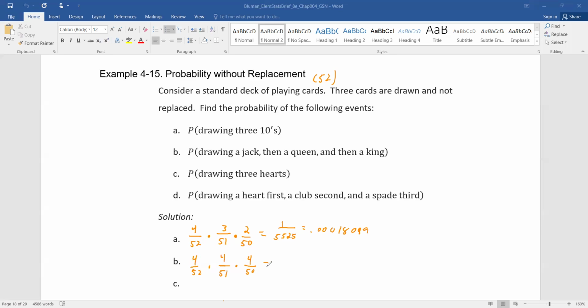And then I would just multiply this out. It actually comes out to about 8 over 16,575, which is about 0.0005.